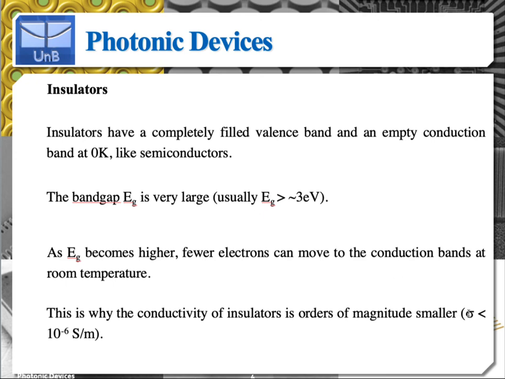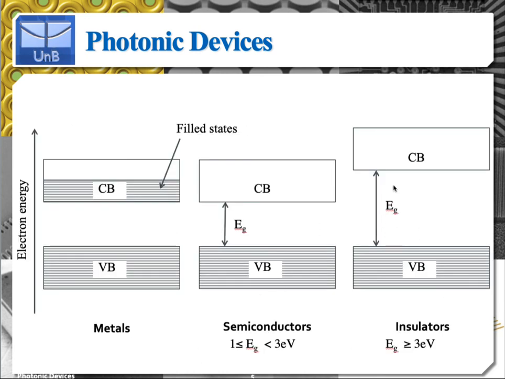So usually the conductivity value is below 10 to the minus 6 Siemens per meter. So you have much larger band gaps. It requires much more energy for an electron in the valence band to move to the conduction band. That's why very few do, and that's why you have very few electrons as well as holes available for conducting electricity. So that's why insulator materials do not conduct electricity very well.